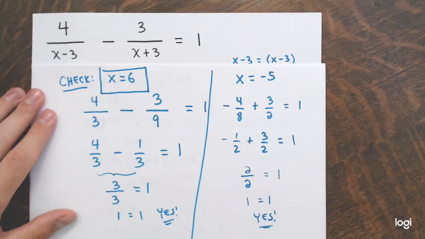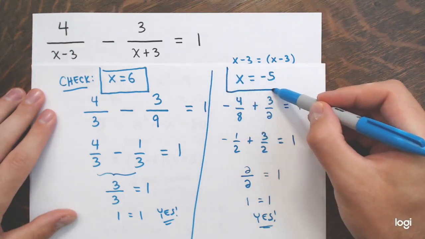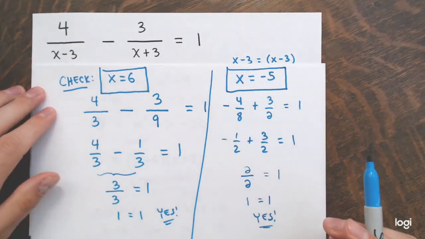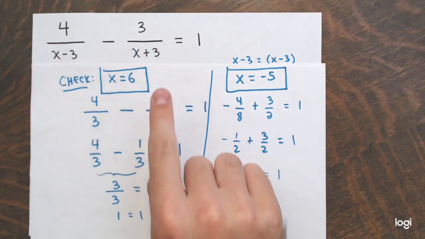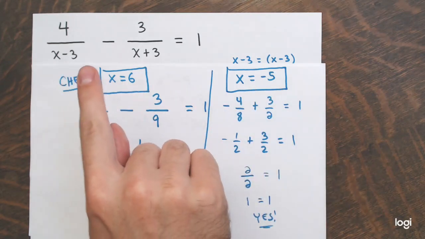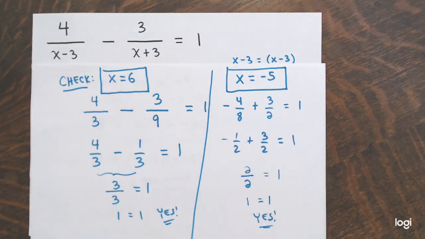They both work. So here's an example where the equation with fractions had 2 solutions. So 6 works in here, makes it a true statement. Negative 5 also works, makes it a true statement. Wonderful. Alright, so for solving these, right, first, find the LCD.